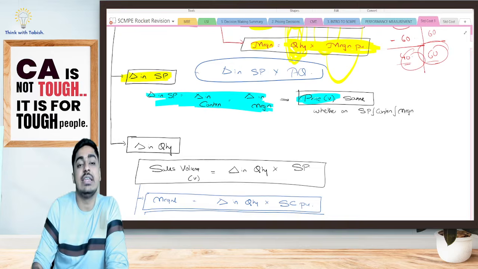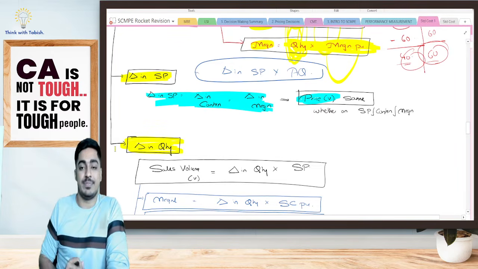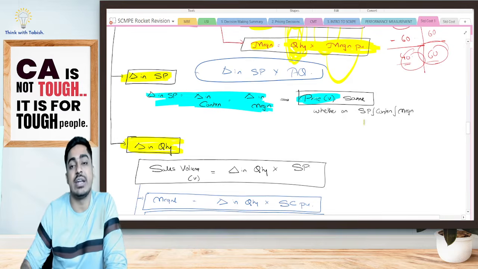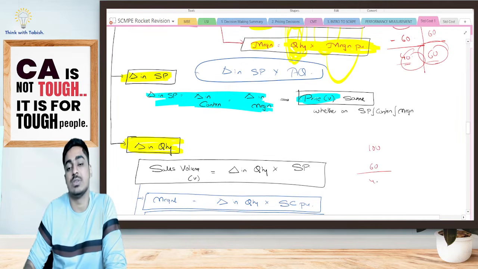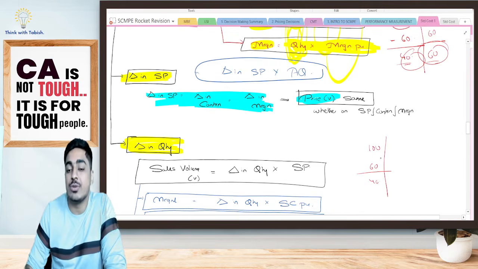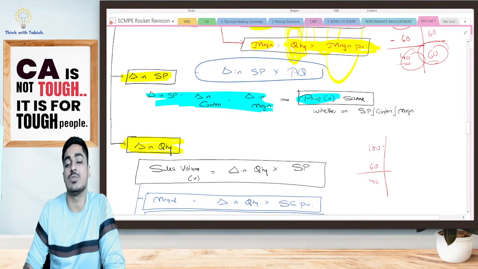However, in case of change in quantity, suppose I have sold one more unit. Yes or no? I was selling 1 unit at 100 rupees. Same previous example: 100 units, 60 rupees, 40 rupees. I was selling 1 unit at 100 rupees, 60 rupees was my cost, 40 rupees was my profit.